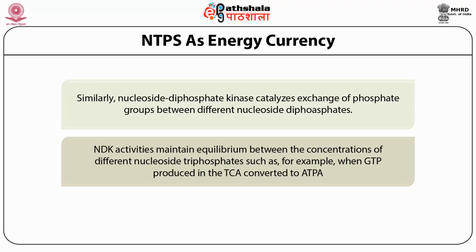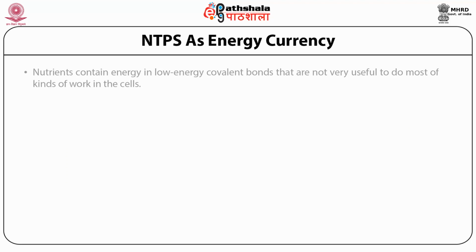Therefore, we have sufficient enzymes playing a role in the interconversion of NTPs. So whichever type of NTP is produced, they are all equivalent in terms of energy production and utilization, but still different enzymes require different NTPs. We will discuss it in detail in the coming sections of this module. The nutrients which contain energy in low energy covalent bonds are not useful to do most kinds of work in the cell.